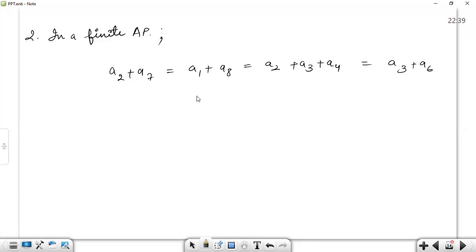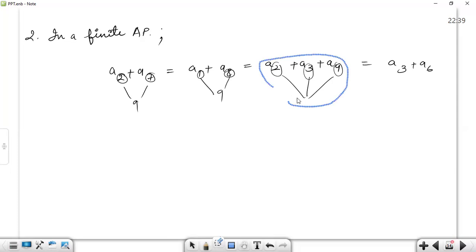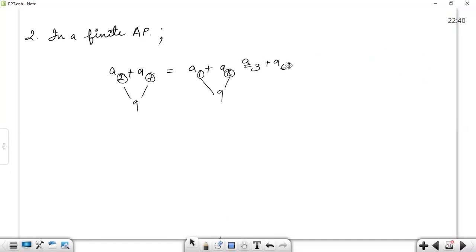What's the point? The point is that if the sum of the number of terms is the same on both sides, okay, this will not be true. There will be three a's here. There has to be two terms only, then only it's going to be true. If there are two terms on this side, there have to be two terms on this side also. 3 plus 6 is what? If this is the case, then it's definitely going to be true.